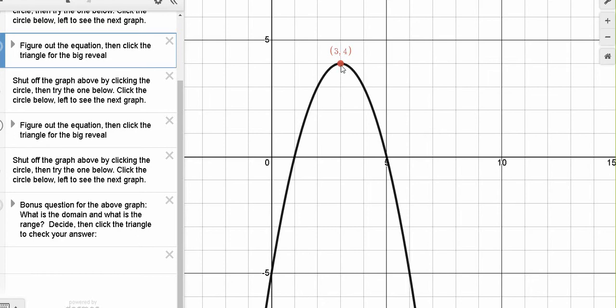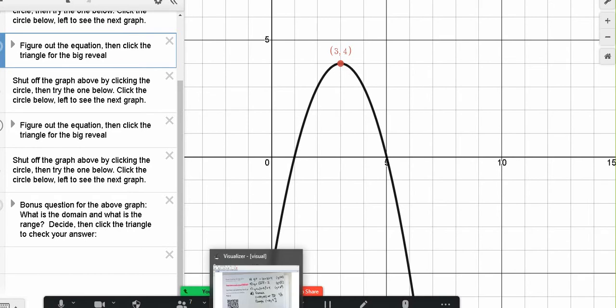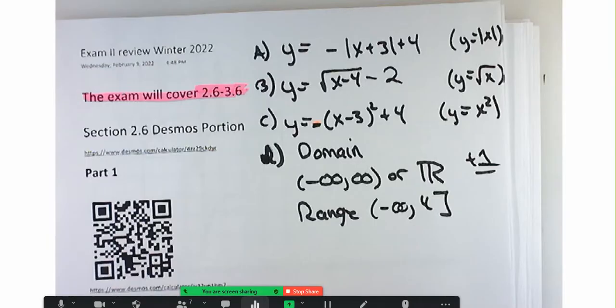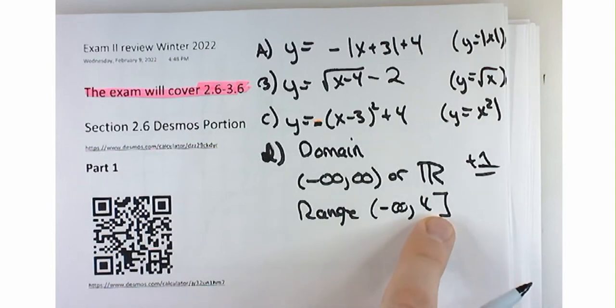And please don't give me x and y coordinates. I just want the y coordinates, lowest to highest. Is 4 going to get a bracket or parenthesis? Yes. Bracket. So you're including the 4. So negative infinity to 4. Nice.